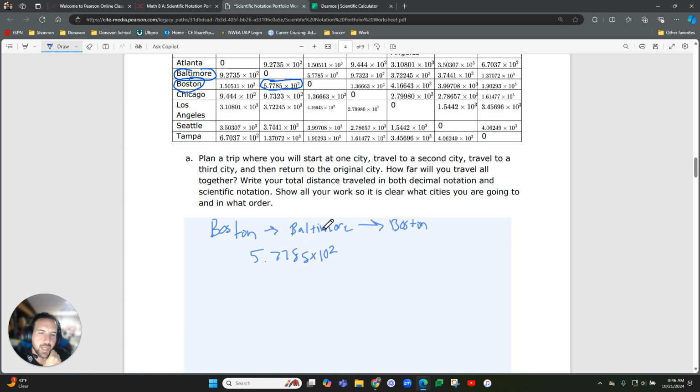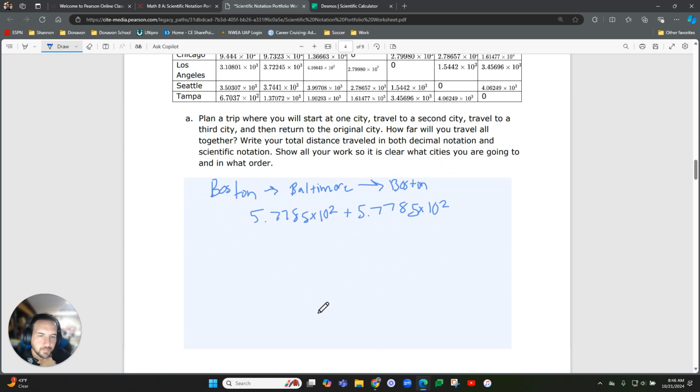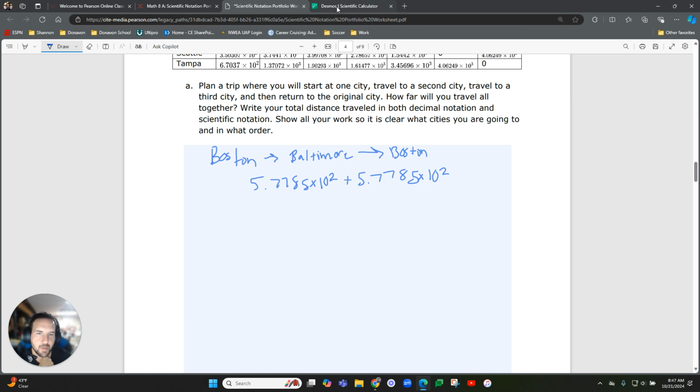Okay, so then we're going back to Boston, so how far are we traveling? Really we're just adding this number back to itself, because obviously going from Baltimore to Boston would be the same distance. So we add to that 5.7785 times 10 to the second. Those are pretty close cities to each other, so that's why the number's not very big. Okay. So now we just add those two numbers.